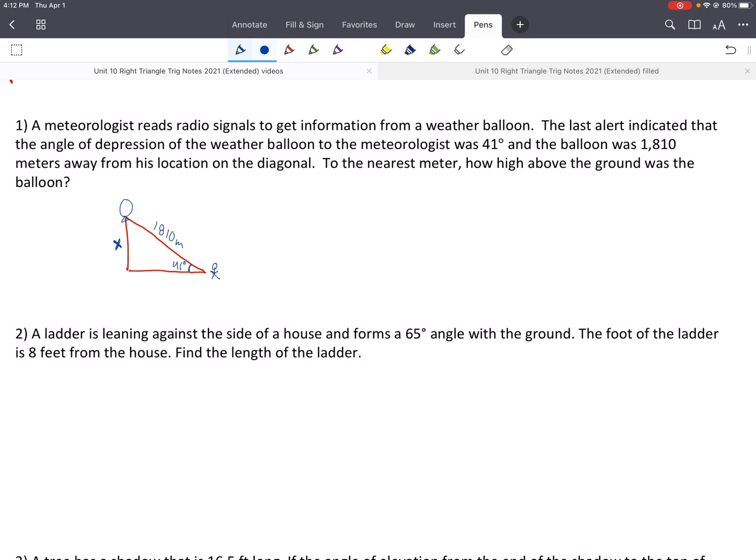All right, so you've done problems that are just like this before. Again, we want to label the sides. We have our reference angle. This would be our opposite. This is our hypotenuse. Which trig uses opposite and hypotenuse? Well, that would be sine. That's the SOH in SOHCAHTOA. So sine of 41 is equal to opposite over hypotenuse.